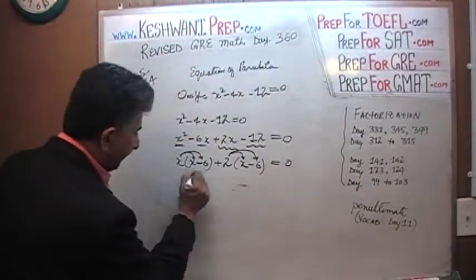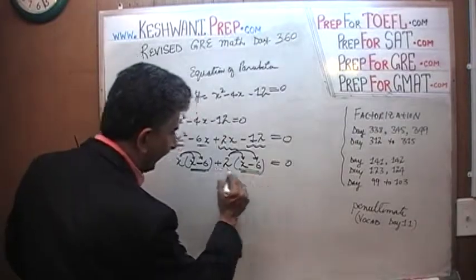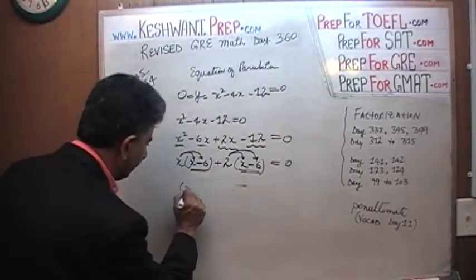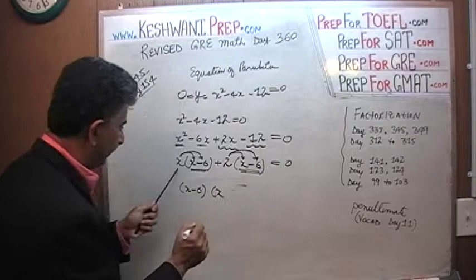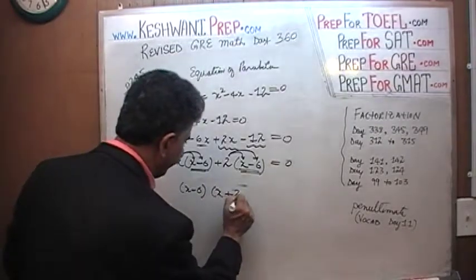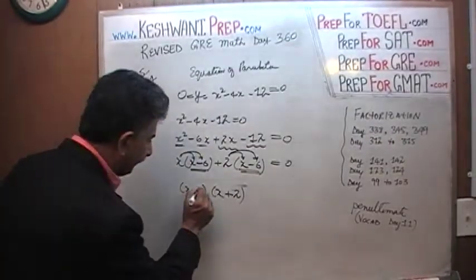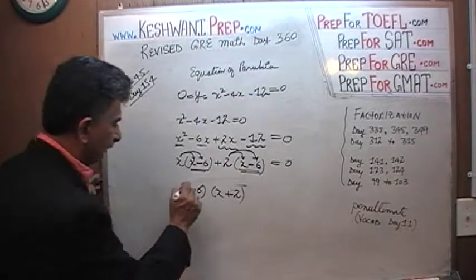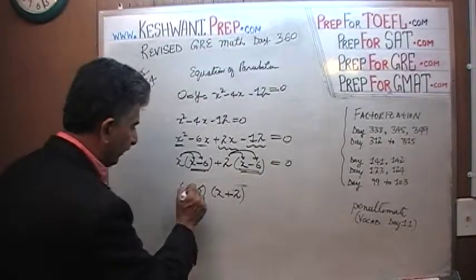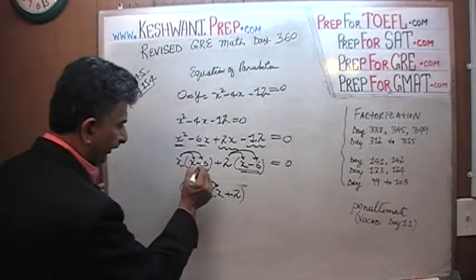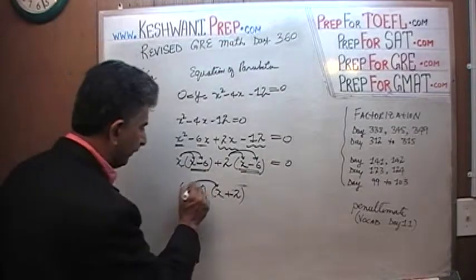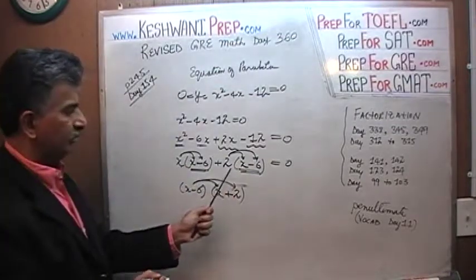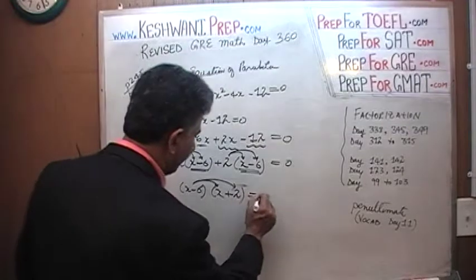Now we find that in the first term here, x minus 6 is the common factor. We take it out, and we are left with x from here, and a +2 from here. Again, you see, x minus 6 times x is going to give us this part, x times x minus 6, and x minus 6 times 2 is going to give us this part, 2 times x minus 6, and this has to equal 0.